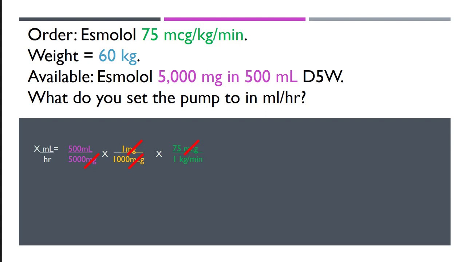Now I have kilograms per minute on the bottom. I need to get rid of kilograms. So I take that patient's weight, 60 kilograms, so I can cancel it out. Now I have minutes on the bottom, 60 minutes per hour. Now all I have is mils on top and hours on the bottom. I multiply across, divide out, it gives me 27 mils per hour.